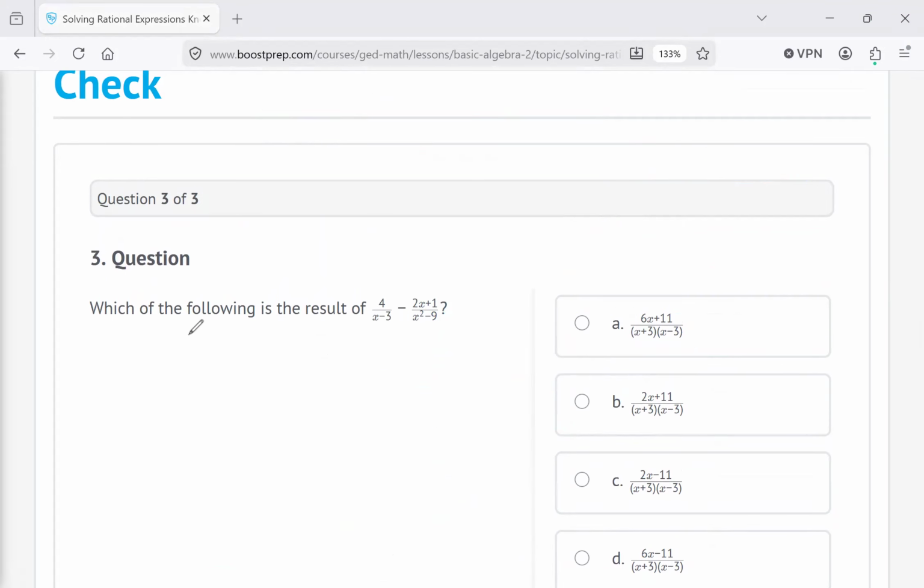Okay, let's look at question 3. Which of the following is a result of this? Question 3 is just like question 1. You're subtracting rational functions. So what you need to do is, here, I'll write it out again. I don't know if you can see it. So what we got to do is find our common denominator.